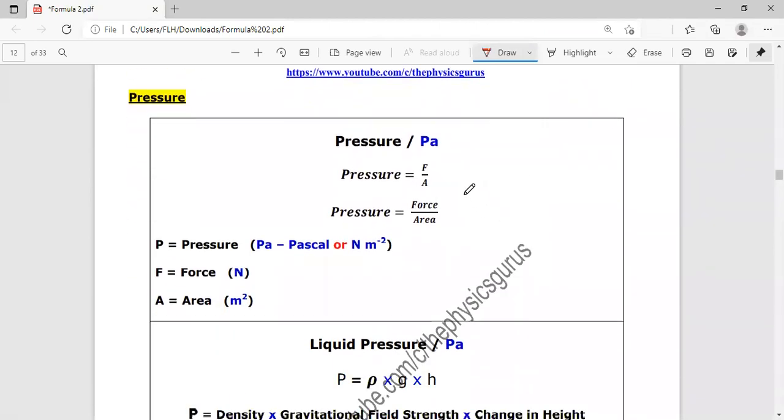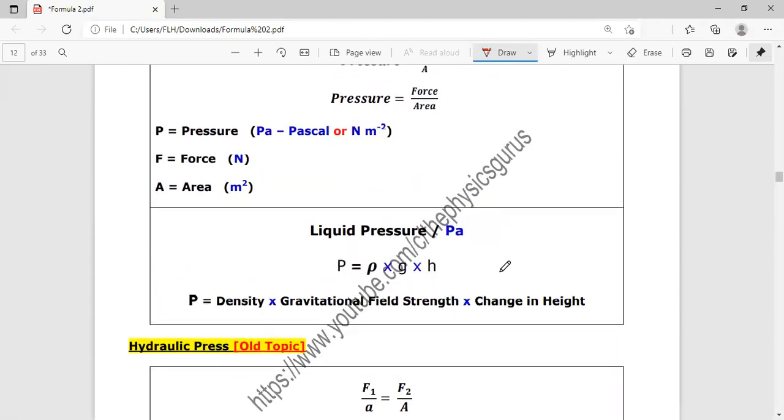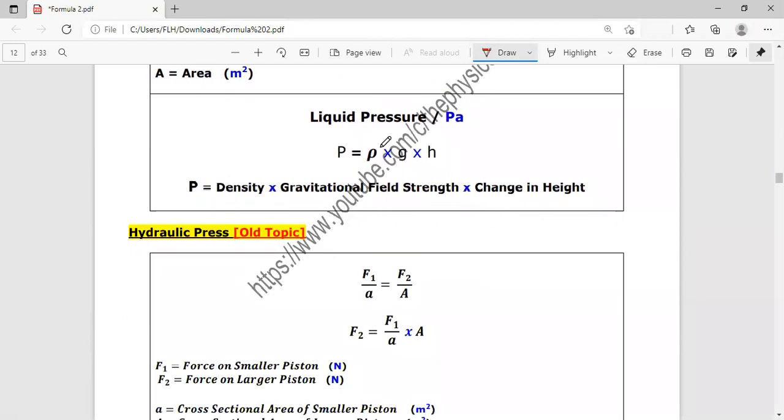Then formula of pressure, P is equal to F over A. Pressure is equal to force over area, and its unit is Pascal or Newton per square meter. Formula of liquid pressure is P is equal to rho g h, where rho represents the density, g represents gravitational field strength, and h stands for change in height.